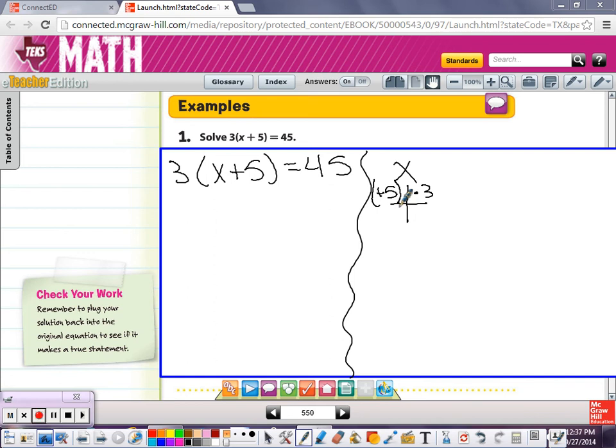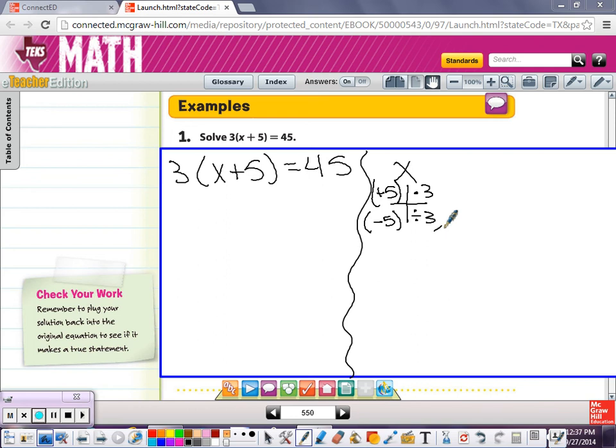Now, here's what makes this whole lesson different: we're dealing with numbers or variables in parentheses. This process is still the same. We're going to write down the opposite. Opposite of multiplying is division, and the opposite of adding is subtraction. Now, when you have parentheses involved, here's the difference. You want to get rid of whatever's outside of the parentheses. So in this example, I want to get rid of this number 3.